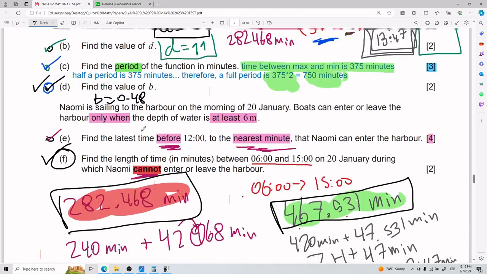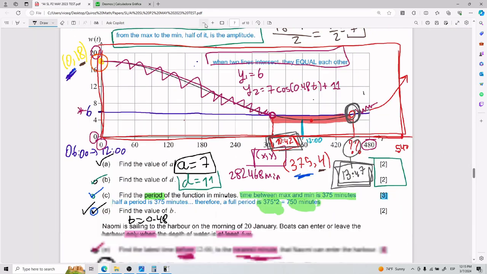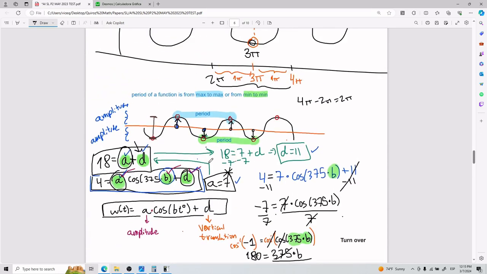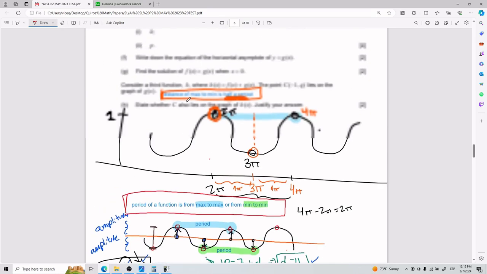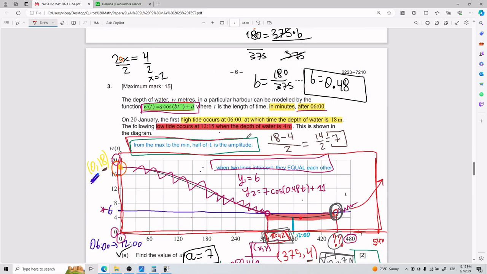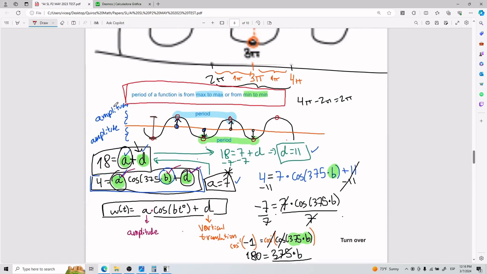That is part F. And as I said, this exercise is not that hard, but it is awfully specific. If you're not familiar with the period and the amplitude and all that, there's not much you can do, I'll be honest. But just knowing a little bit about it, just understanding what amplitude is, learning what the period is, or learning that from a max to a min is half a period, or that from the max to the min, half of it is the amplitude, or visually what the amplitude is.